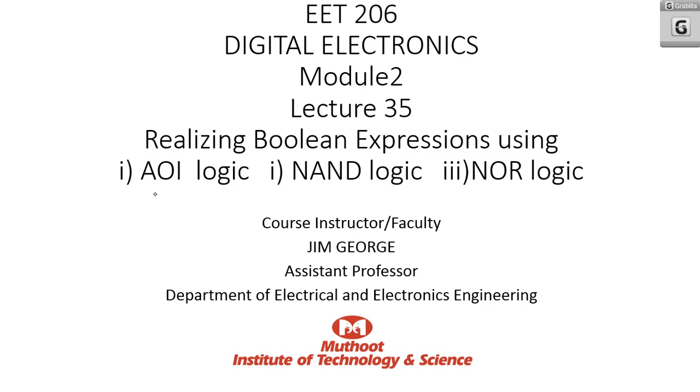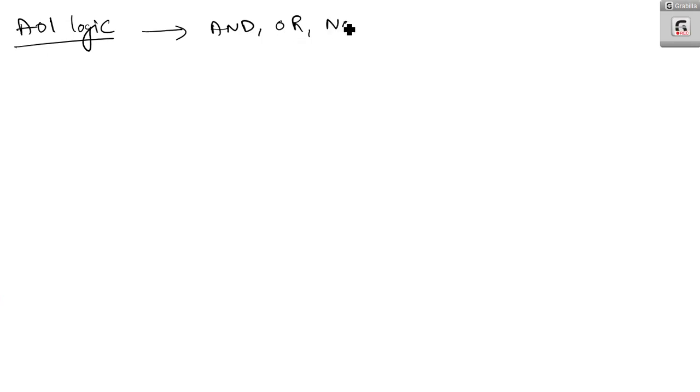In this lecture, we will be dealing with how to realize a Boolean expression using AND logic, OR logic, AND-OR-INVERT logic, NAND logic, as well as NOR logic. So here in AND-OR-INVERT logic, in AOI logic, you are allowed to use only AND gate, OR gate, and NOT gate.